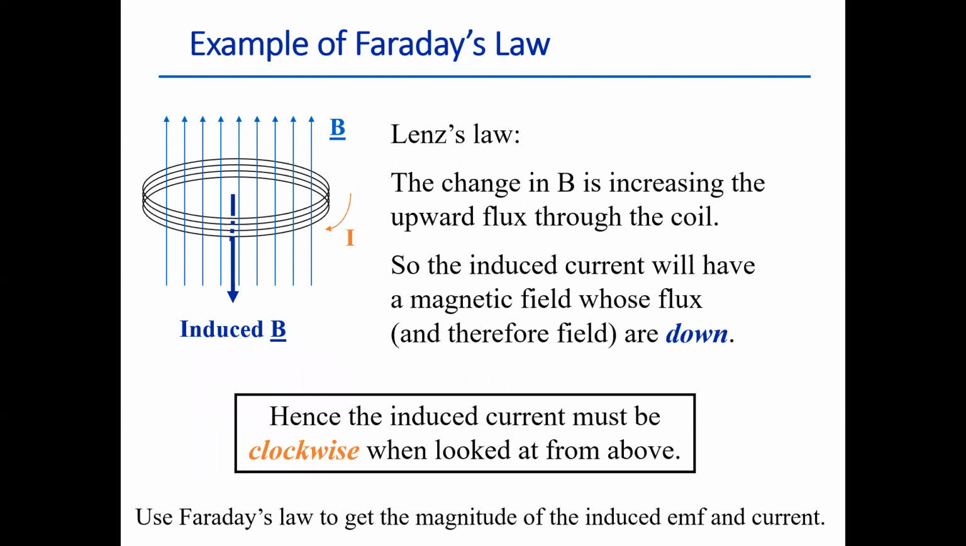By Lenz's law, the change in B, the magnetic field, is increasing the upward flux through the coil. So the induced current will have a magnetic field whose flux and therefore field will be down. Hence, the induced current must be clockwise when looked at from above.